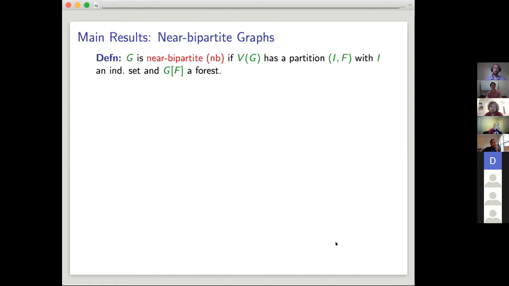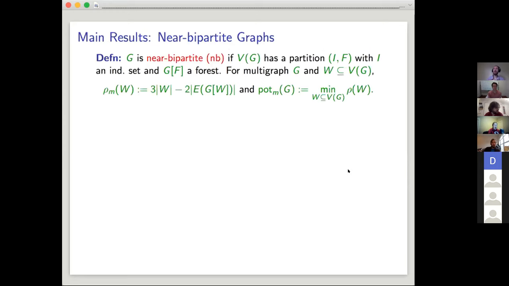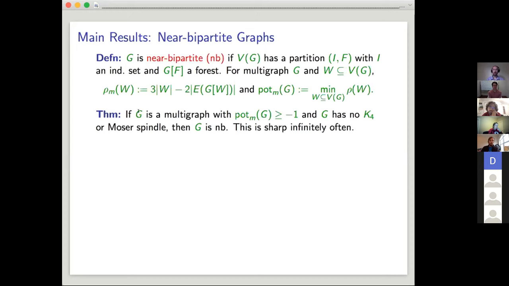So what did we prove? We're going to prove a statement that's sort of analogous to what Kostochka and Yancey proved for 3-coloring. So you define this rho function, which is a little bit different than the rho function before. Now the ratio is 3/2. What this is doing is measuring how far you are away from having average degree 3. And then you define the potential function just analogous to what we saw before. And what we said is, if G is a multigraph with potential at least -1, and G has no K4 or Moser spindle, then G is near bipartite. And this is sharp infinitely often.